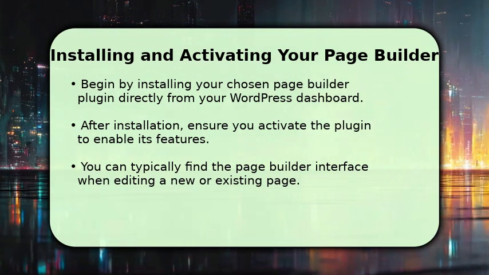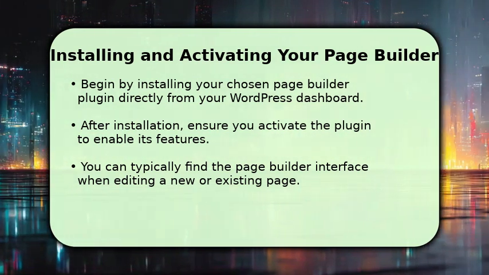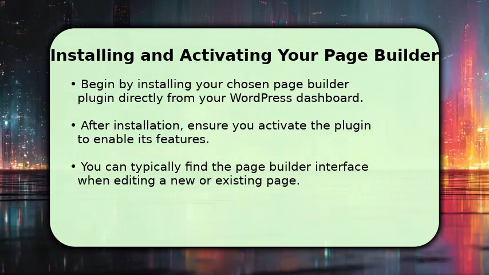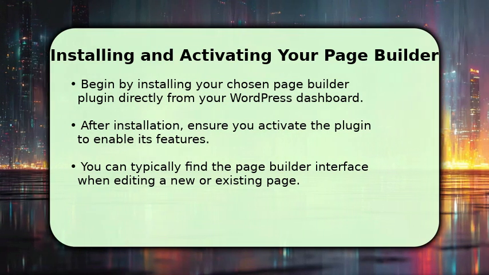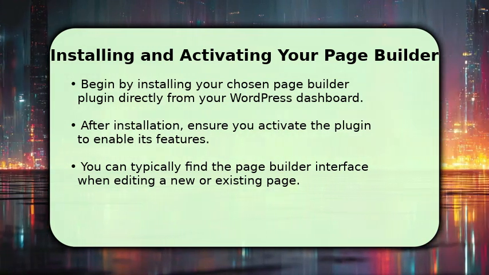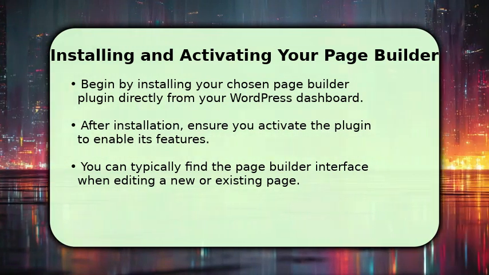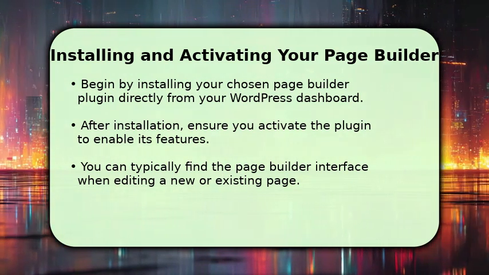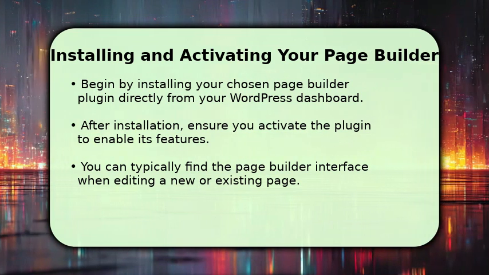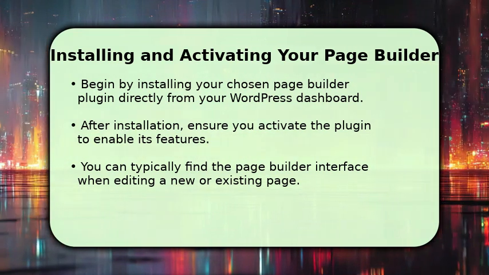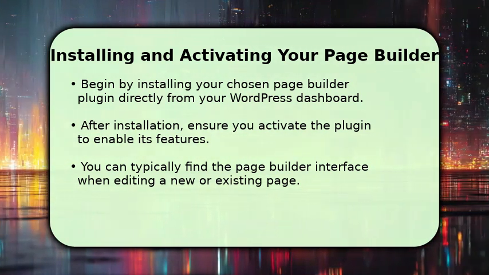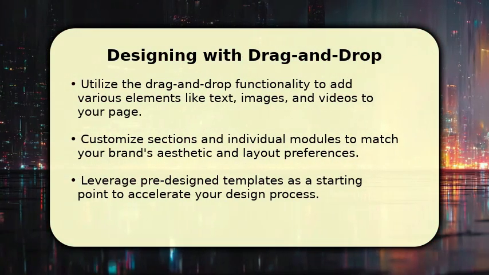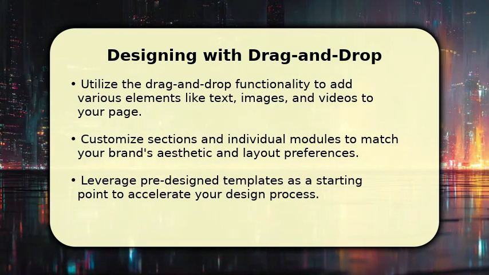The first step is to install your preferred page builder plugin directly from your WordPress dashboard. Once installed, remember to activate it to unlock all its fantastic features. You'll then find the page builder options readily available when you create a new page or edit an existing one. This simple process ensures you're ready to start designing in just a few clicks, setting the stage for your creative journey. With your page builder active, it's time to dive into the exciting world of design.